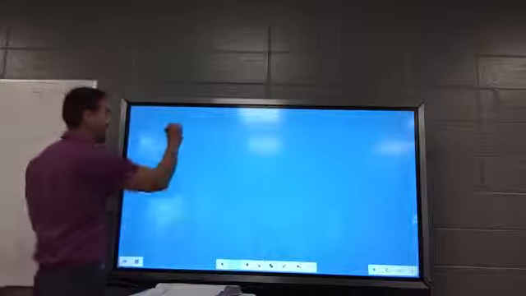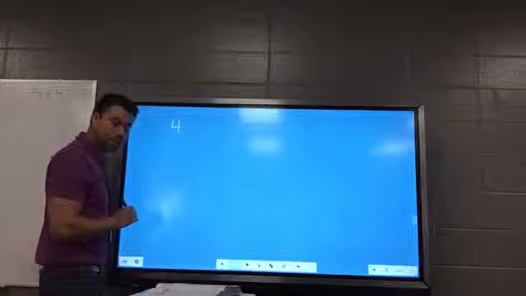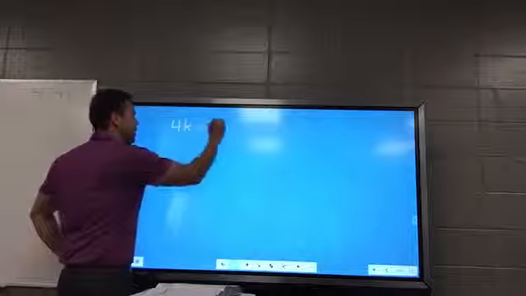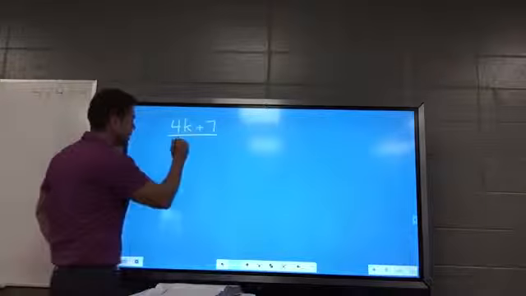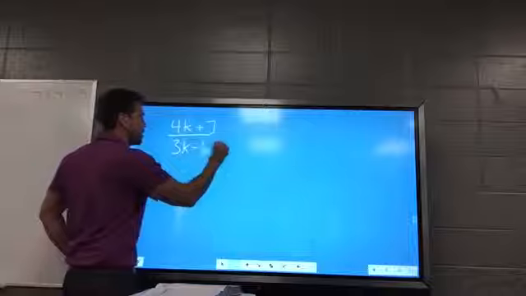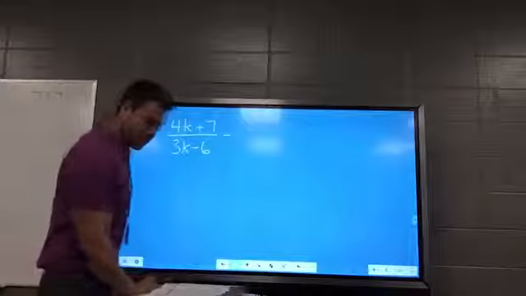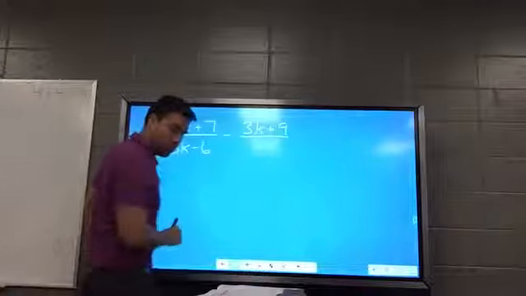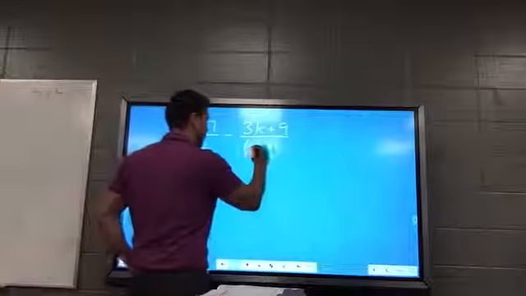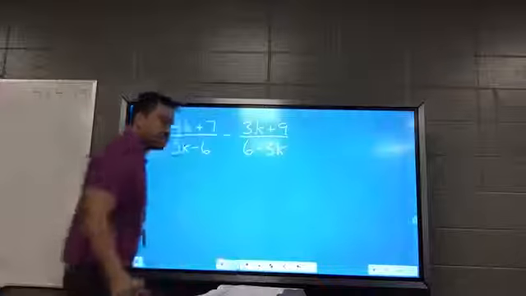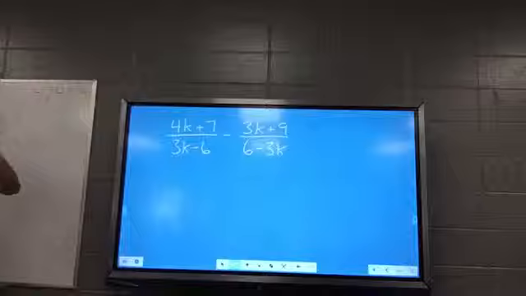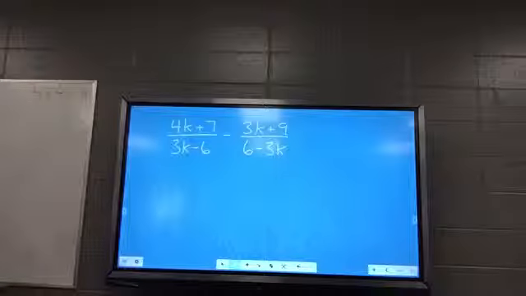All right, 4K. This is basically example number 2 on page 315. So (4K plus 7) over (3K minus 6), minus (3K plus 9) over (6 minus 3K). This is like a transition to the next lesson, but we're not going to get to the next lesson; you need to be ready for it. Okay. Do we have common denominators?